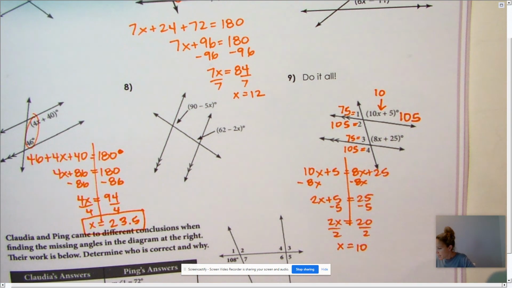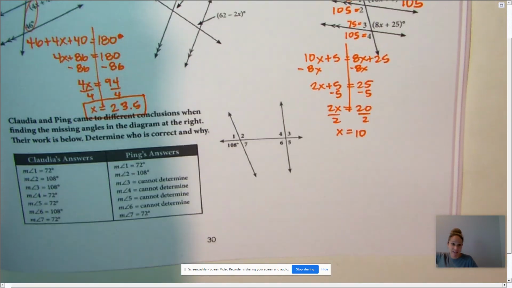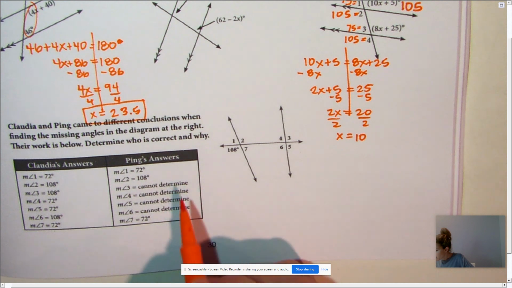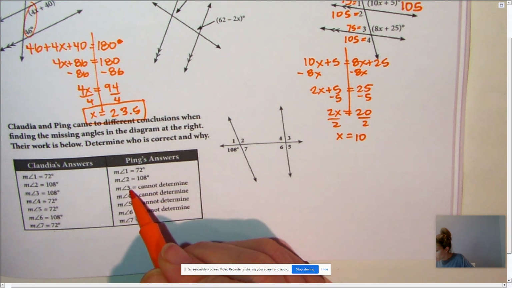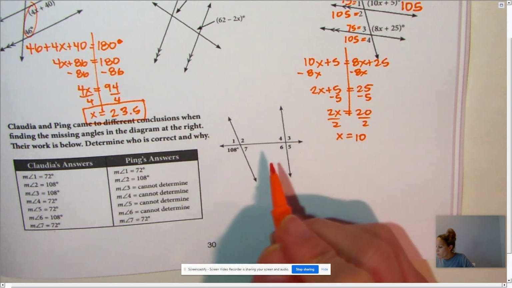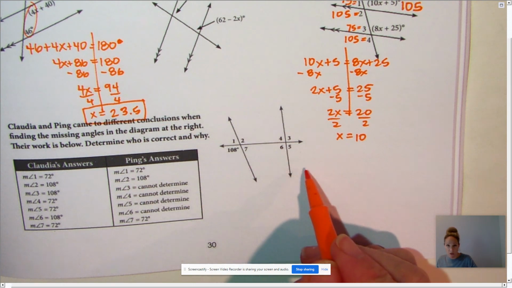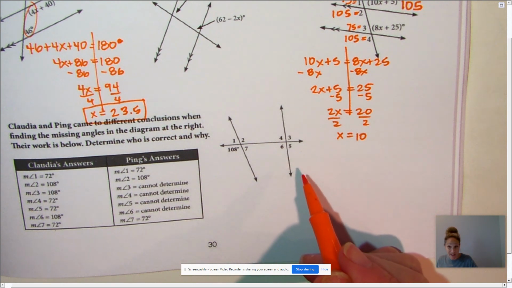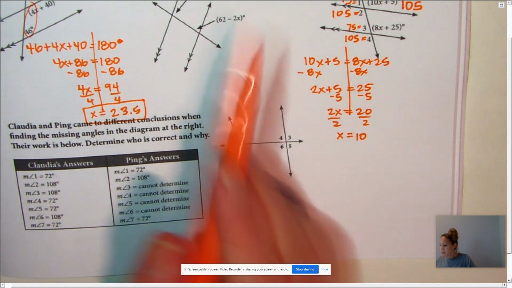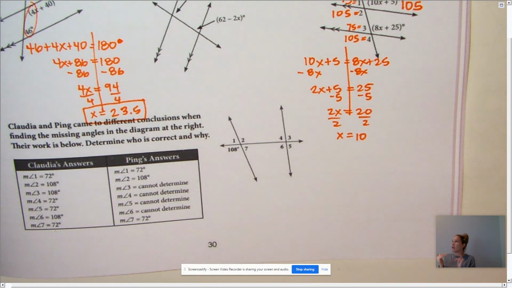Okay, question number 10. You guys are going to have to do that on your own, but here's something to consider. Ping says that you can't really figure out angles 3 through 6. And what I'd challenge you to think about is, do we know if those lines are parallel or not? Remember, all of our things are corresponding angles, same side interior, alternate interior. Those are only true when you have parallel lines cut by a transversal. So make sure you look to see if they're marked parallel or not.